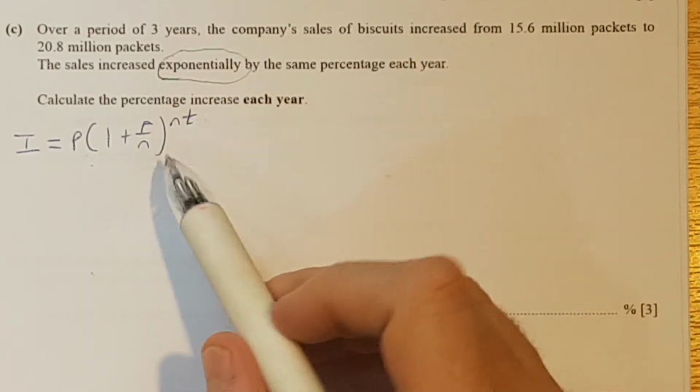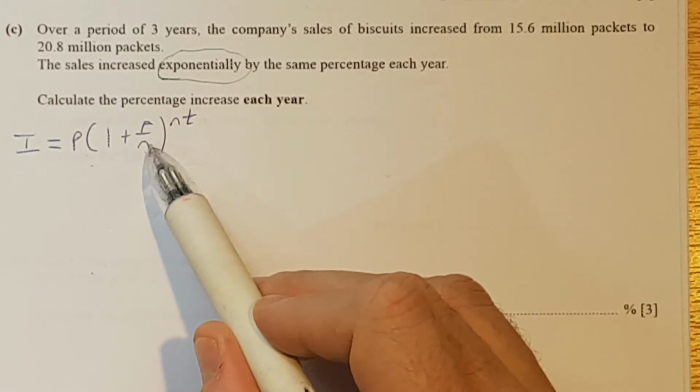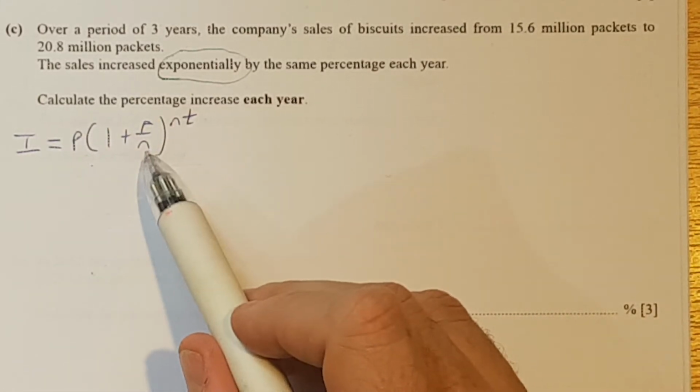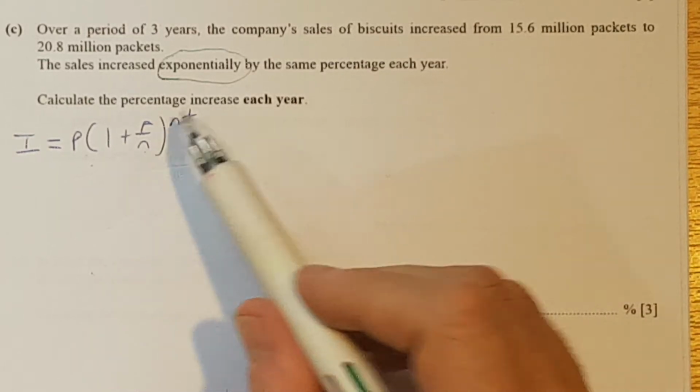All right, now with IGCSE, I think N will always be 1. If you learn this formula outside of IGCSE, you'll have to use different numbers of compounds per year. So I'm including it here as well.